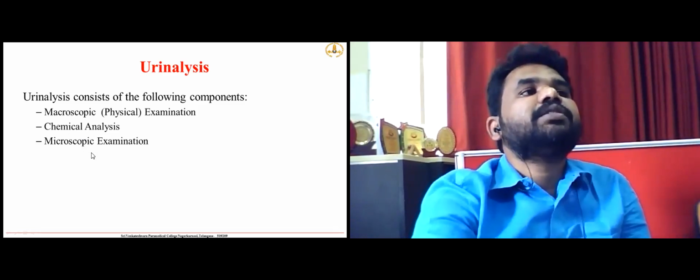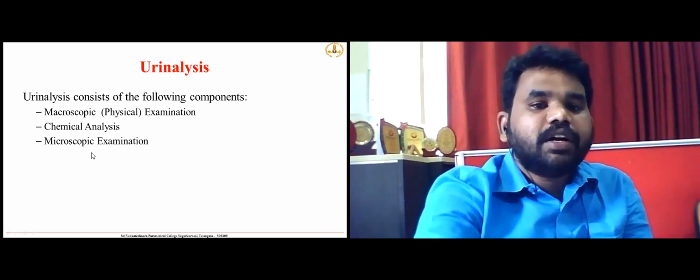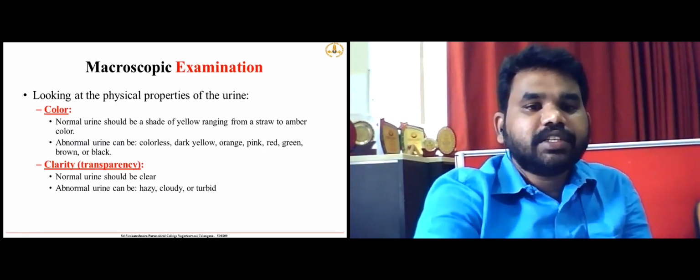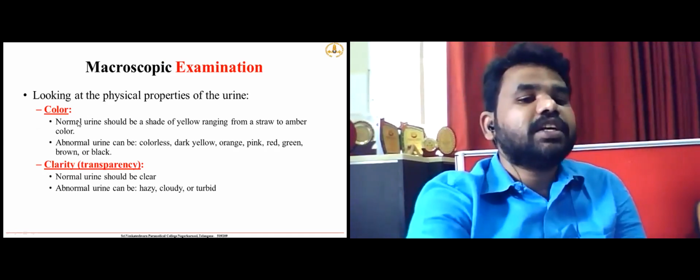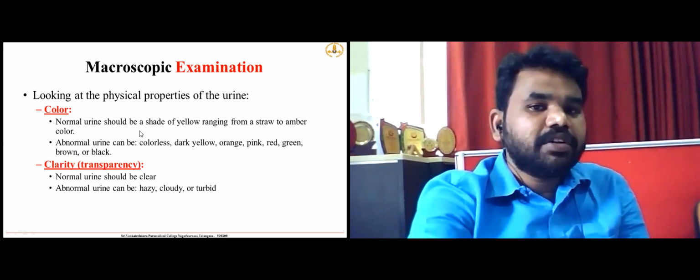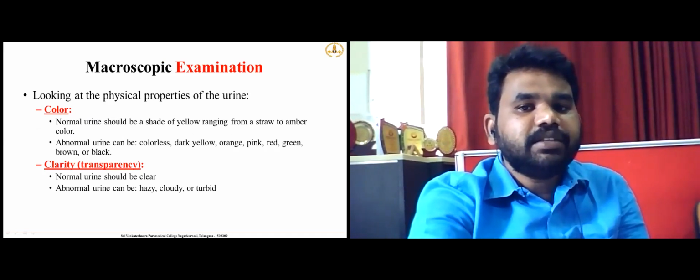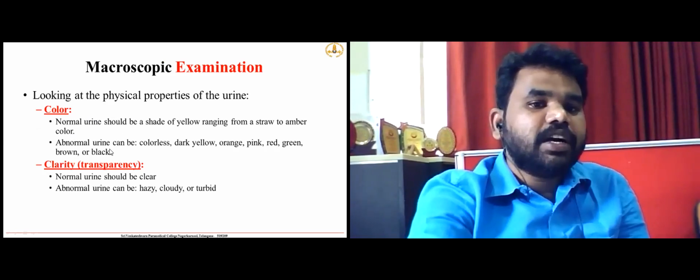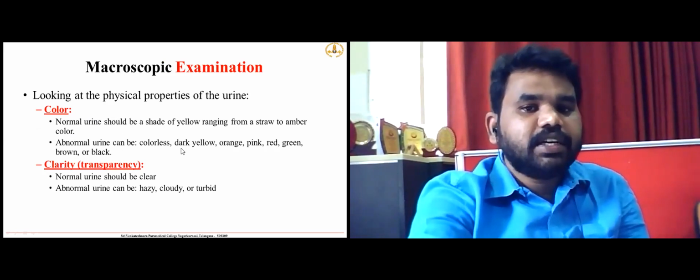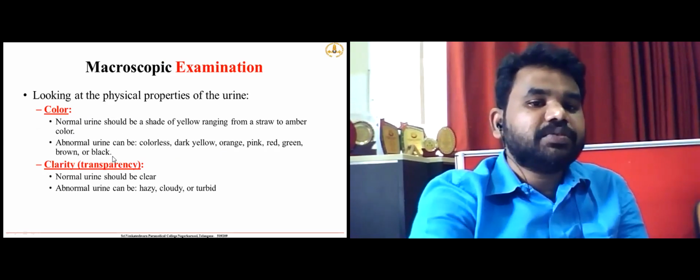And in the microscopic examination, we will observe the urine under the microscope and test what is present inside it. First thing is color and clarity. Normal urine is always clear and a shade of yellow ranging from straw to amber color, and abnormal urine can be colorless, dark yellow, orange, pink, red, or green, depending upon the situation.